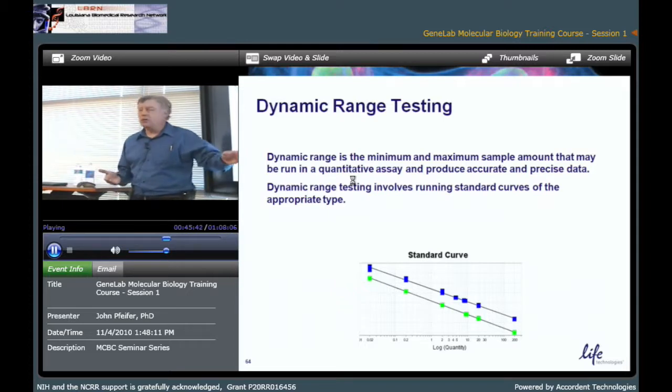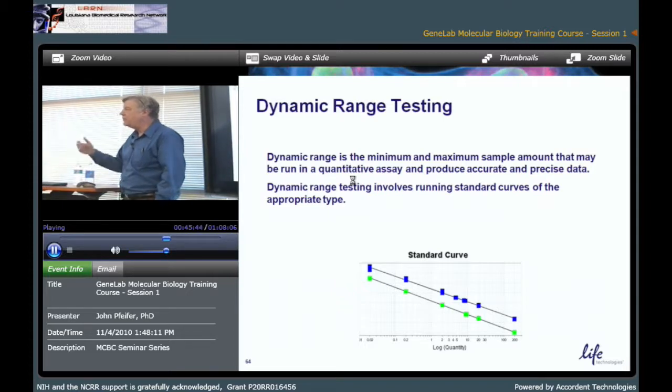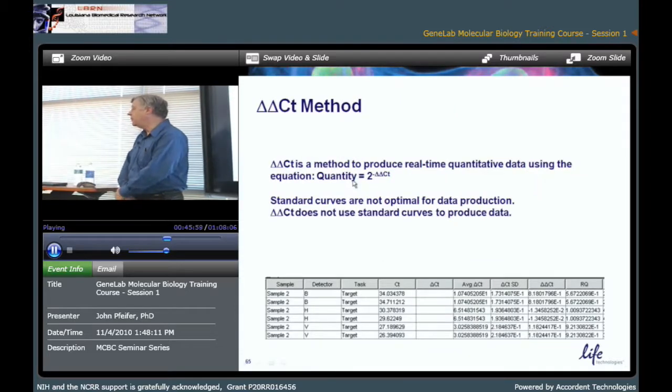So this is what I was saying. If you use standard curves for the purposes of data production, converting CTs into quantity, you're actually introducing a whole level of variability, of error, into the results. Fortunately, with delta CT, we can eliminate that source of error by not using standard curves in those equations. In this equation, there are no standard curves involved. So I think this is good news.